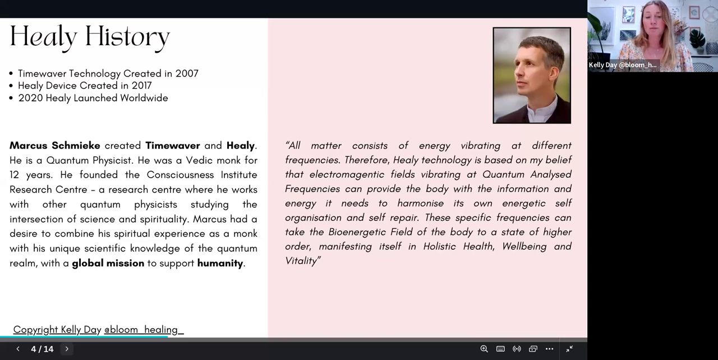We have this quote from Marcus here: all matter consists of energy vibrating at different frequencies. Therefore, Healy technology is based on my belief that electromagnetic fields vibrating at quantum analyzed frequencies can provide the body with the information and energy it needs to harmonize its own energetic self-organization and self-repair. These specific frequencies can take the bioenergetic field of the body to a state of higher order, manifesting itself in holistic health, well-being, and vitality.